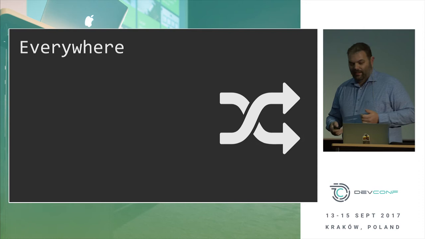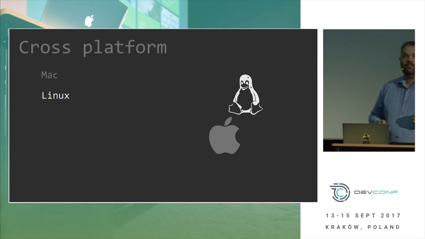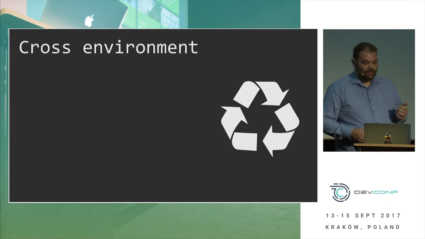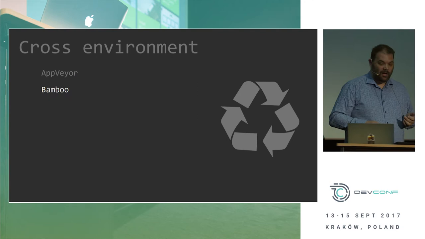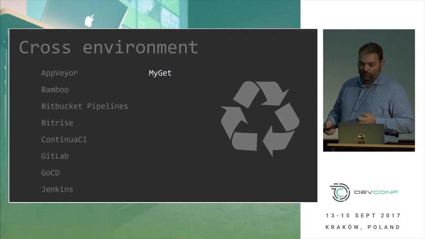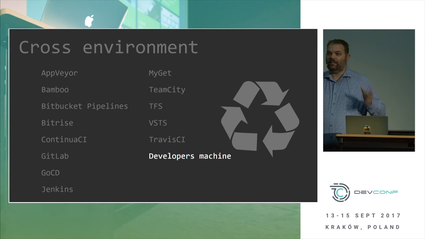And everywhere. We're cross-platform, cross-environment, and cross-runtime. What do I mean by that? With cross-platform, we run on the Mac, we run on Linux, and we also run on Windows. With cross-environment, we're agnostic to the environment we're running in. So we run on things like AppVeyor, Bamboo, Bitbucket Pipelines, Bitrise, Continua, and the list goes on, with built-in support for build systems. Of course, you can extend it. And the big part, we work on the developer's machine, with the same experience as in all those environments.